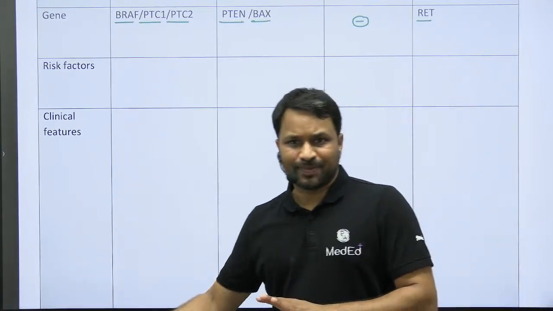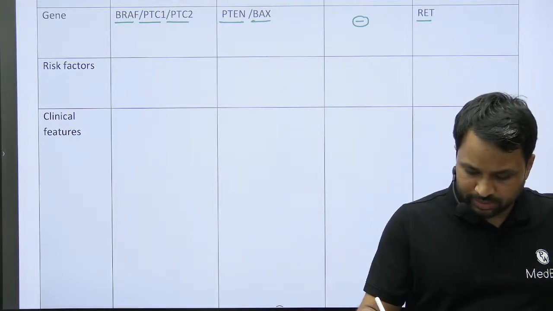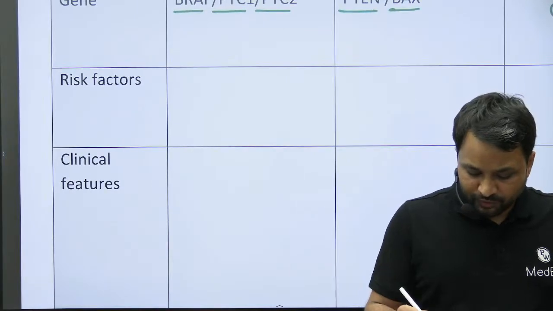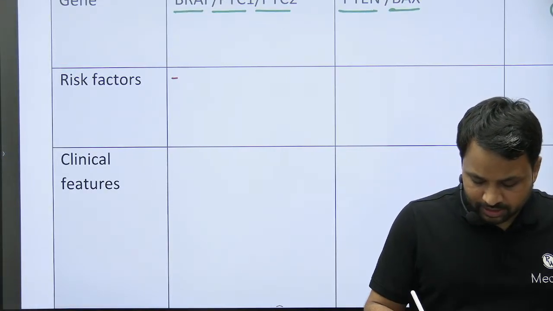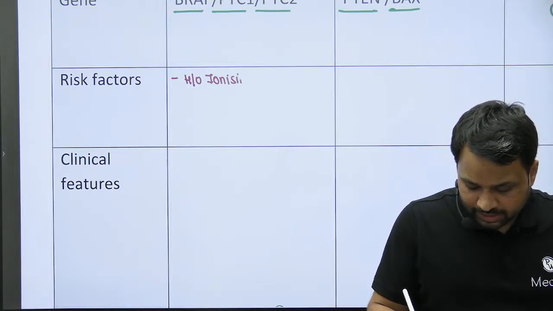Most of them do not have a specific risk factor. The two important risk factors that we can talk about are in terms of papillary cancer and follicular cancer thyroid. For your papillary cancer thyroid, number one is the history of ionizing radiation.